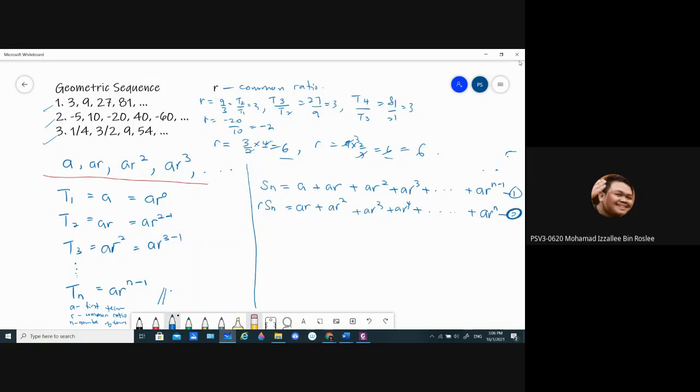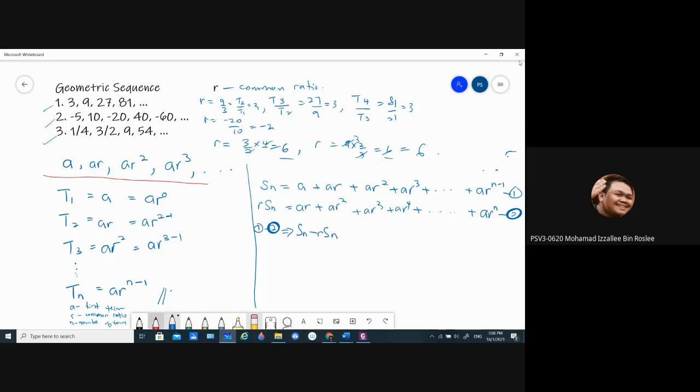Now we want to do equation 1 minus equation 2, and we have here Sn minus R Sn. So what happens when you do Sn, equation 1 minus equation 2?